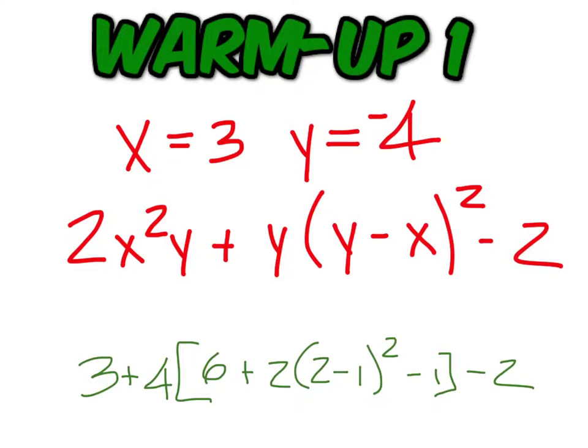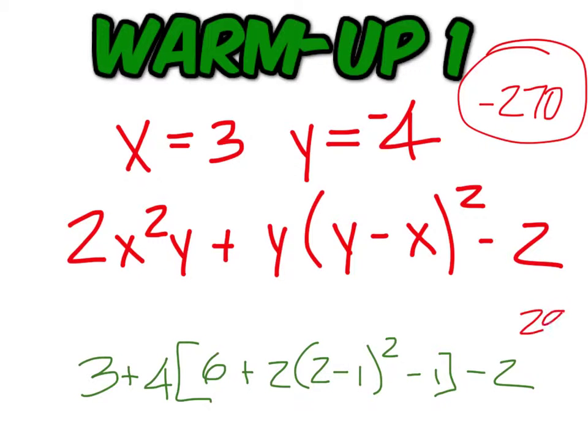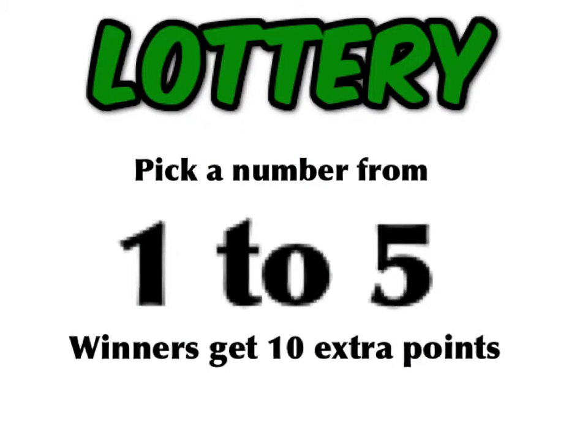The answer for the warm-up at the top here was negative 270. And for the bonus down at the bottom should have been 29. Pick a number 1 to 5. The winning number today is 3.